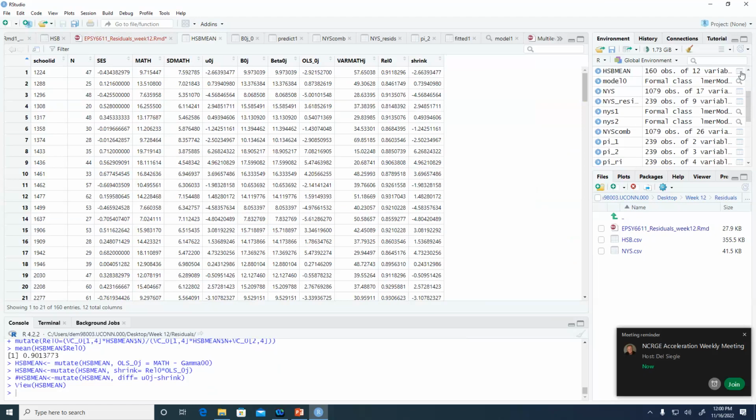You can see it matches absolutely down the line. So I hope this helps you make sense of how the empirical Bayes estimates are related to the OLS estimates. And of course, you can graph these against each other and see more. I'm going to leave it there for today.